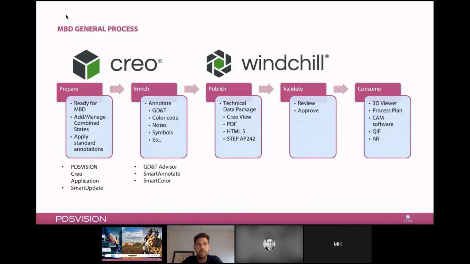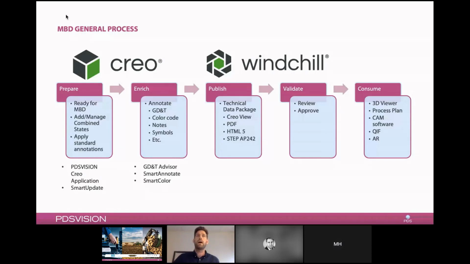We use the GDT Advisor for geometrical dimensions and tolerances. We can color code if we want to. We can add notes, symbols, dimensions, and so on. Here we also have some additional pieces of software that can be added. It's not necessary, but they will help you to speed up the process. So those two steps will be the primary focus of today's webinar.